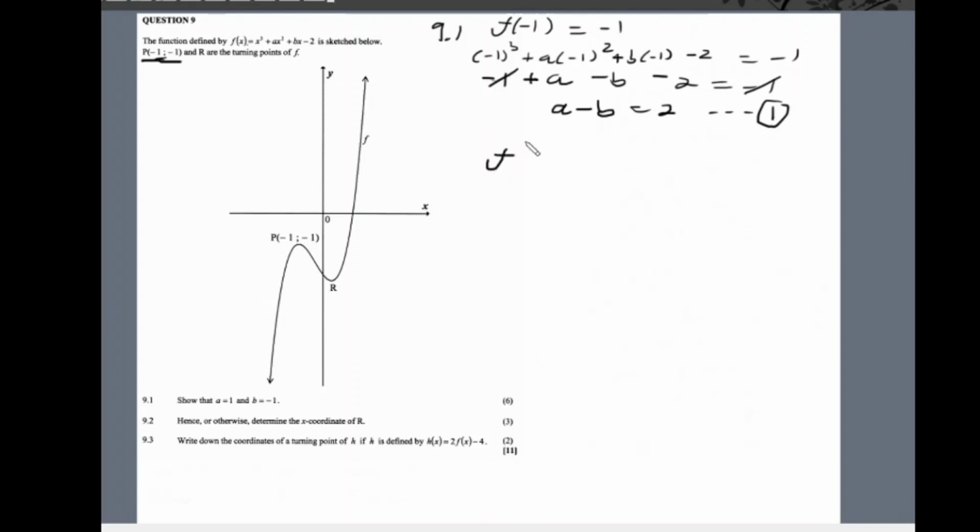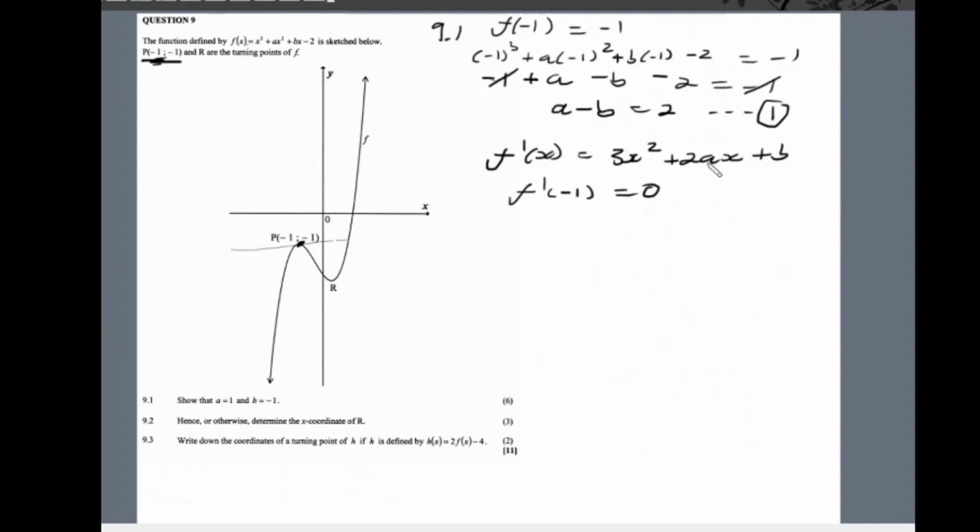And then to get my second equation, I'll use the very same point but in the first derivative of the function. So if I calculate f prime x, I'll get 3x squared plus 2ax plus b, right? Notice that this point P is a turning point. So because this is a turning point, we know that the gradient of this function is 0 at that point, right? So meaning f prime of -1 should be equal to 0, right? Because at this point the gradient of the graph is 0. That's why we say f prime of -1 is 0, right?